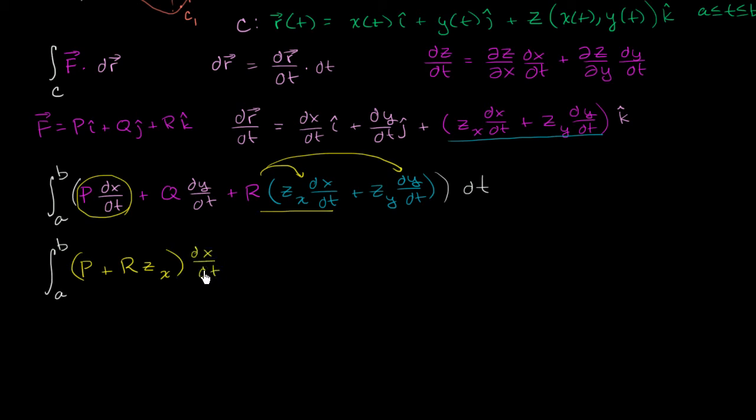And now I'll do the same thing for the dy dt's. That's that part right over there, and then the R is going to get distributed to this thing right over here. So it's going to be plus Q plus R times the partial of z with respect to y, and I'm going to factor out a dy dt. And then we can't forget all of that is going to be multiplied by dt.